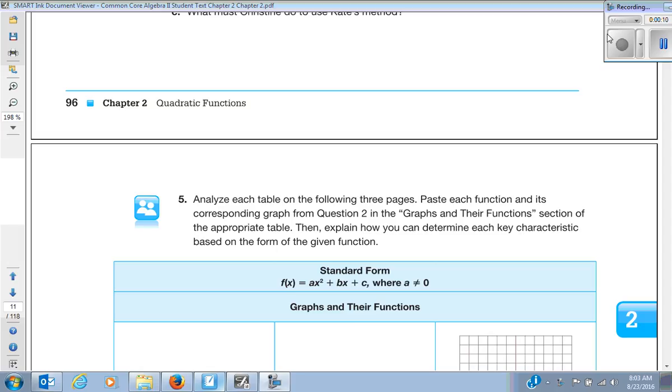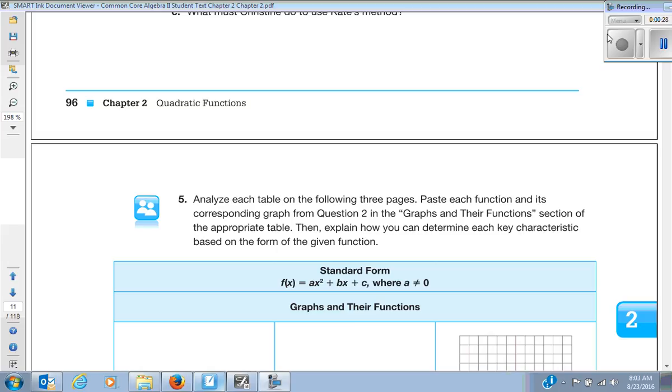And like I said, for some of them, the vertex is going to be really easy to find. For some of them, the vertex might be a little more difficult. X-intercepts might be really easy in some of them, and in other ones, they might be a little more difficult to find. So we're going to look at the different forms and see what they're good for.